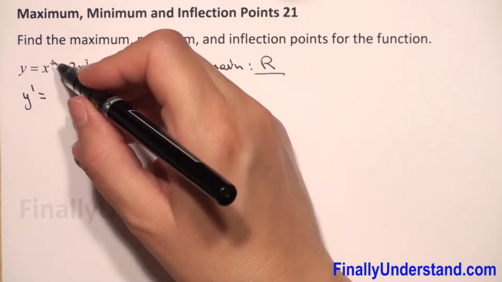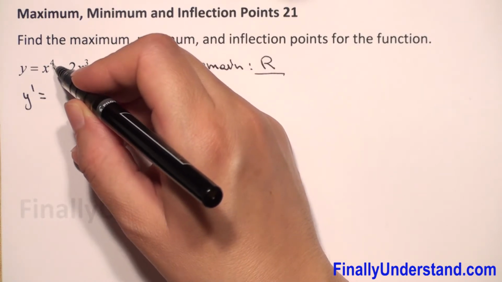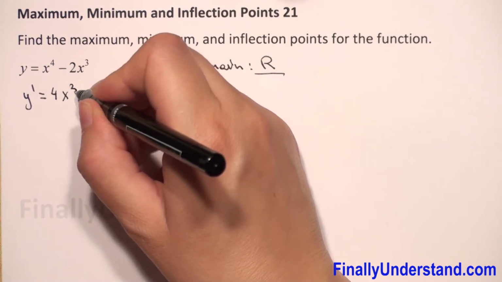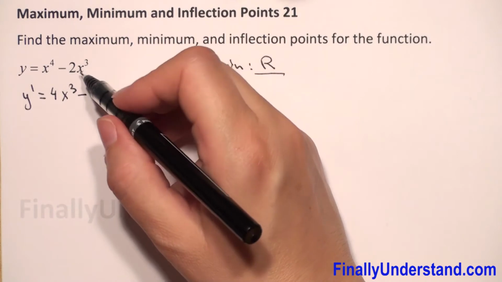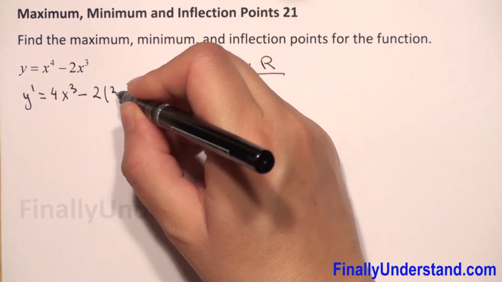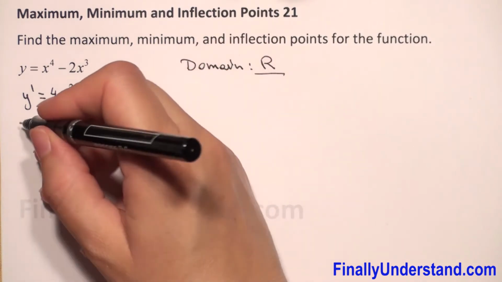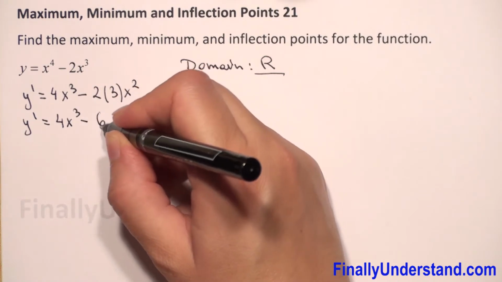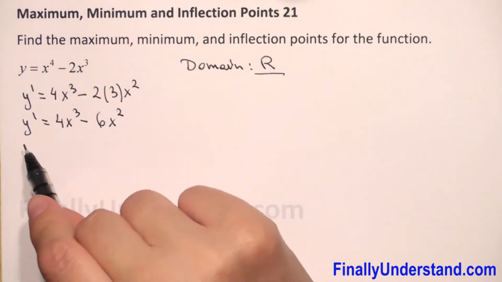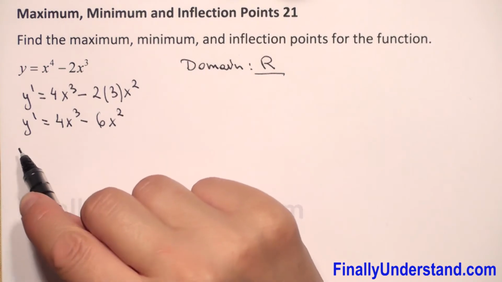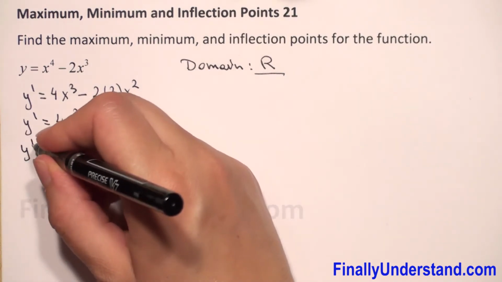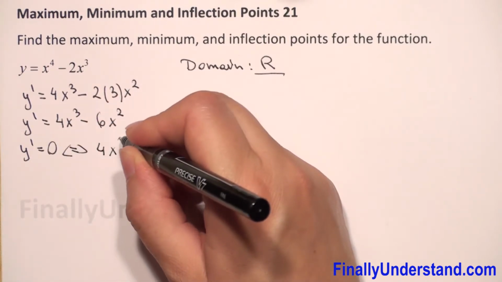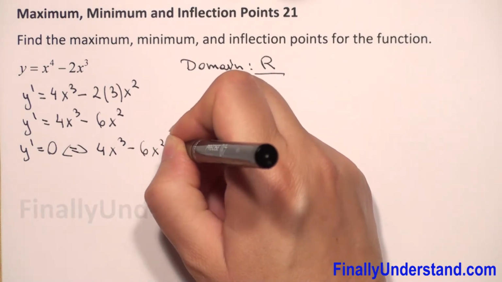The derivative of x to the 4th is 4x to the third, minus the derivative of 2x to the third, which is 2 times 3x squared. So the first derivative is equal to 4x to the third minus 6x squared. We have the first derivative. Now we have to check when the first derivative y prime is equal to 0, if and only if 4x to the third minus 6x squared is equal to 0.